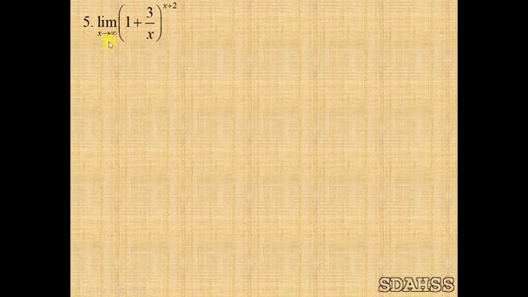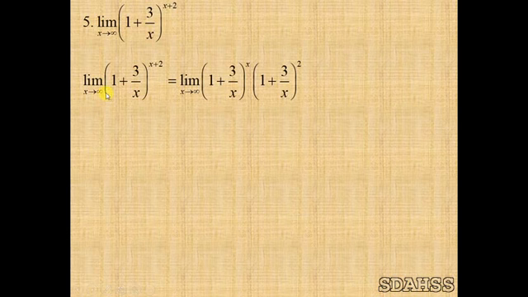Fourth sum. Limit x tends to infinity 1 plus 3 by x whole power x plus 2. Limit x tends to infinity 1 plus 3 by x whole power x plus 2 is equal to limit x tends to infinity.